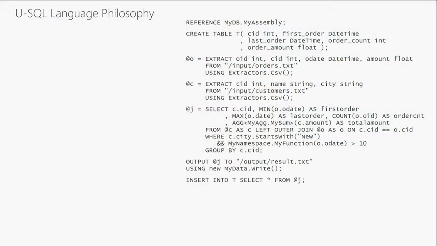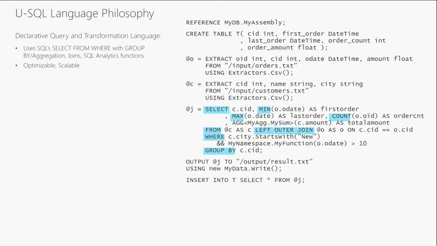and take a look at the uSQL language philosophy in a little bit more detail. You see on the right-hand side here a simple script that shows you all the concepts combined in one script. So we start out with uSQL being based around the declarative language that we all know called SQL. It gives us the select from where that we are familiar with from SQL, but it also gives us group by, aggregates, joins, SQL analytics functions, etc. The whole nine yards that you're familiar with if you're using a SQL database today. And it gives us the optimizability and scalability that you would expect from such a system.